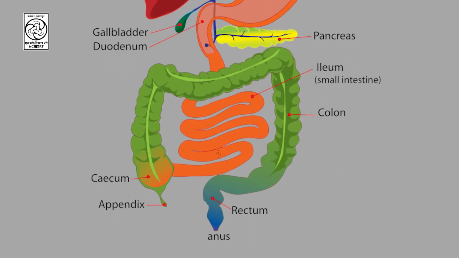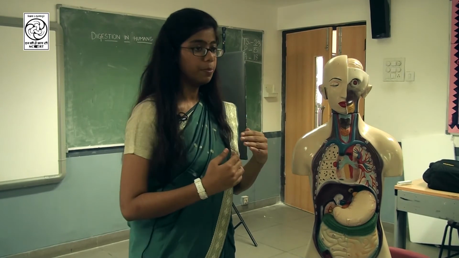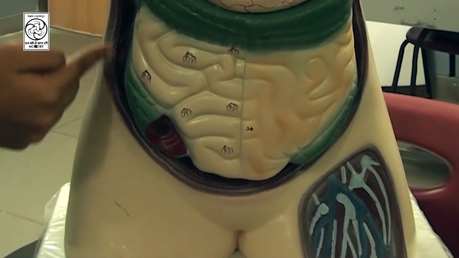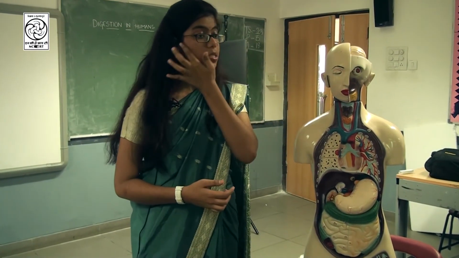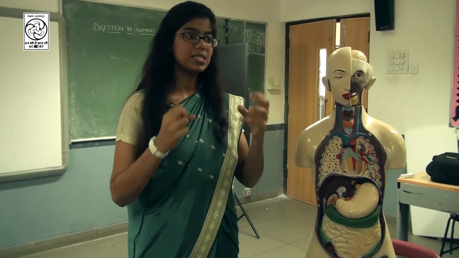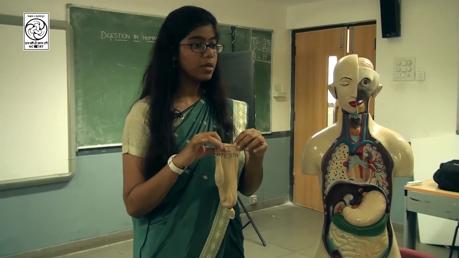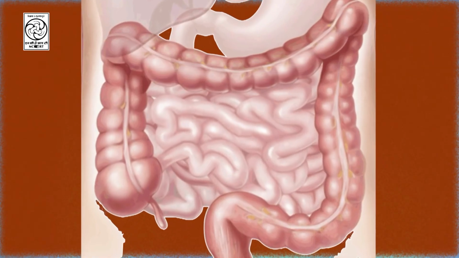You know its length? 7.5. Yes, 7.5 meters. It is a very long and coiled pipe. Okay? So you can see it is a very long and coiled pipe. The food moves through these coils, and the small intestine is the basic place where absorption of nutrients takes place. So we can take this. Now the food from the small intestine passes through the coils.